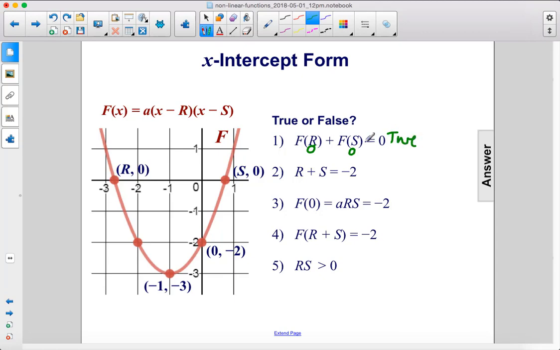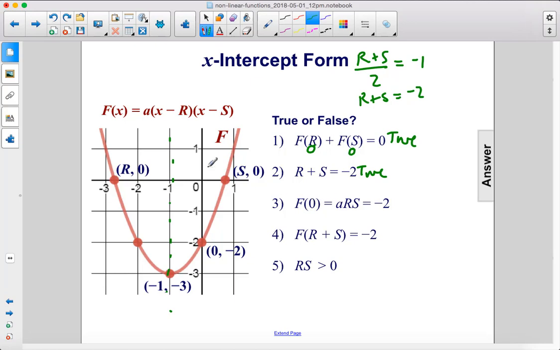This is true. Moving on, we have r plus s equals negative 2. Now what we learned on a previous slide was that the axis of symmetry, which is here, because it goes right through the vertex, in this form is r plus s over 2. So we know that that equals negative 1 here. So r plus s equals negative 2 if we multiply this 2 to both sides. So r plus s equals negative 2. This is also true.